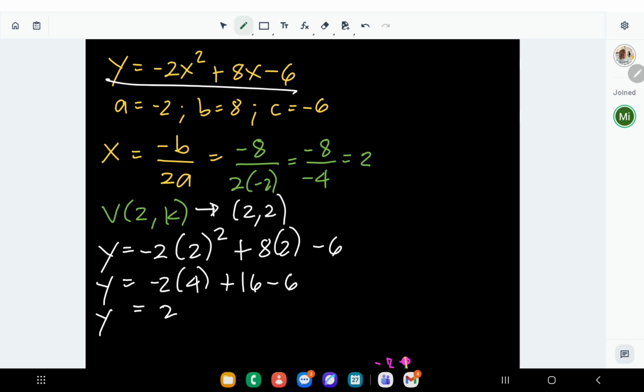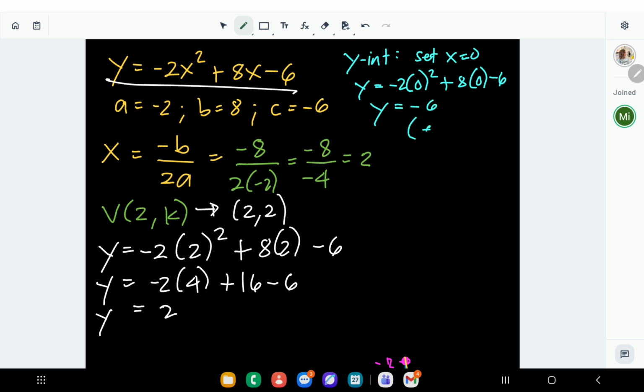Okay, so let's continue. This function. So we already have the vertex, right? And the axis of symmetry. And now we solve for the y-intercept. So for the y-intercept, we set x equals 0. So y is equal to -2 times 0 squared plus 8 times 0 minus 6. So y is equal to -6. So the y-intercept is (0, -6). Right? And then now for the x-intercept, we set y equals 0.